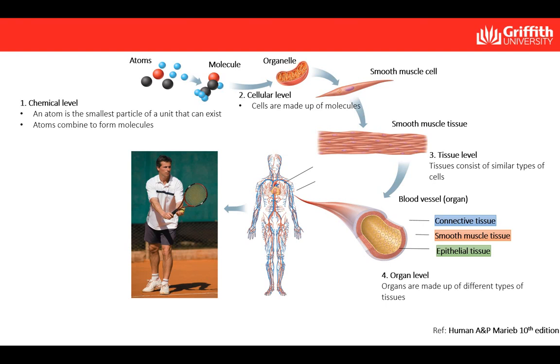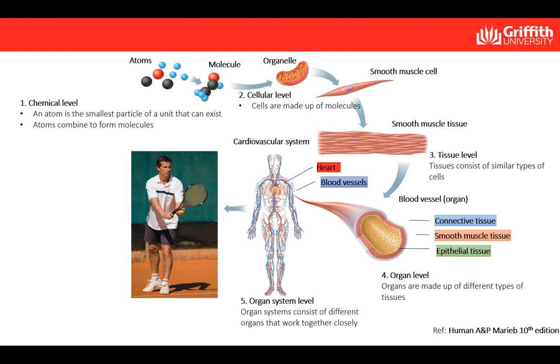When at least two different types of tissues come together and perform a specific function, they become an organ, which is the organ level. At the organ system level, multiple organs work together for one common purpose. For example, the circulatory system is comprised of two different types of organs, the heart and blood vessels, that work together to circulate blood. And finally, the organismal level, which is the sum of all of these structural levels together.